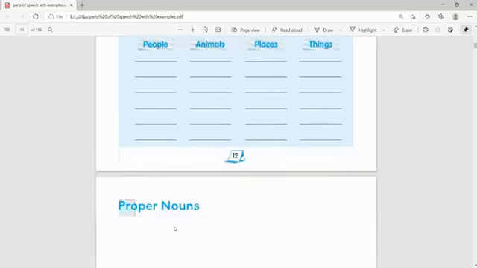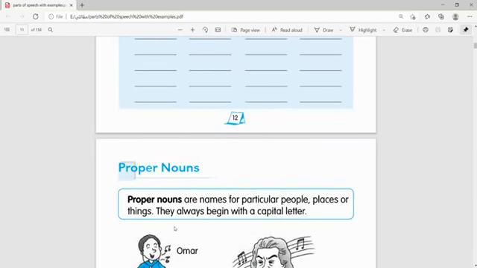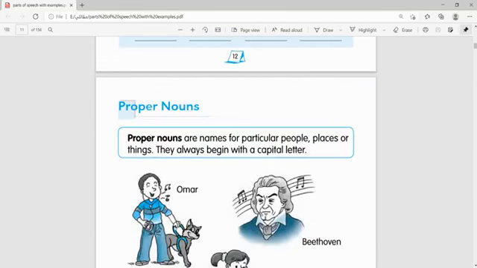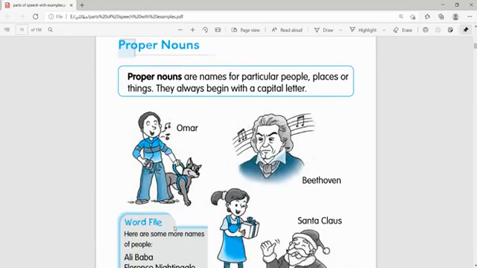Now let us come to proper noun. What do you mean by proper noun? Proper nouns are names of particular people or particular places or particular things that you can't give to any other. Okay? They always begin with a capital letter. Clear? Like Umar. I can't call myself Umar because I have a specific proper name given by my parents. Okay, I can't take any other's name and say I am this.